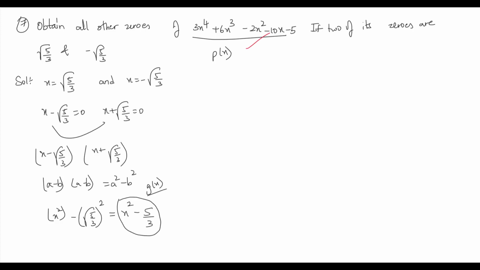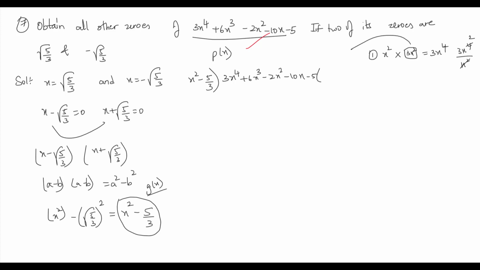Now let's proceed with the division part. x square minus 5 by 3 is our g(x), the divisor, and the dividend is 3x^4 + 6x^3 - 2x^2 - 10x - 5. First step is to compare x square: what should be multiplied to x square so that you will get 3x^4? 3x^4 divided by x square gives us 3x square. Place that 3x square in the quotient part, then take the whole g(x), that is x square minus 5 by 3, and multiply it by 3x square.